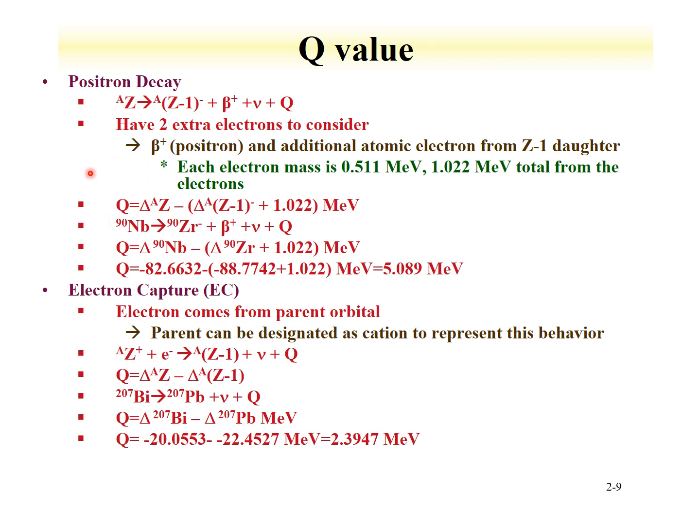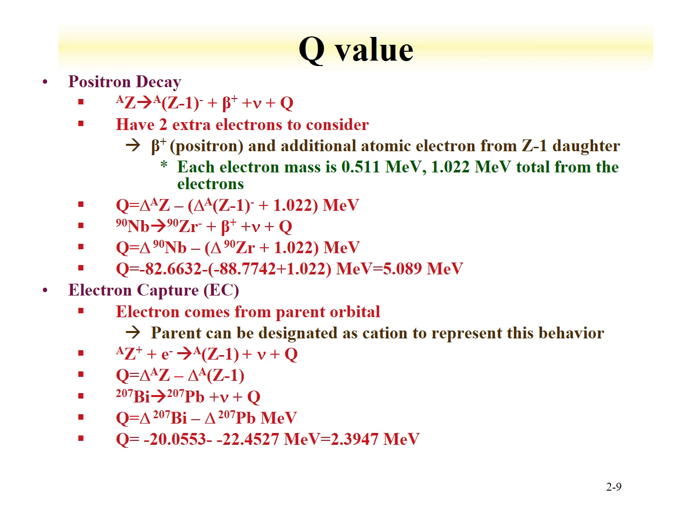So we look at a Q value. It's equal to the mass of the parent minus the mass of the daughter, plus this 1.022 MeV, which accounts for the 2 extra electrons. So let's consider a decay where niobium-90 decays to zirconium-90. A positron is emitted. So we look up the mass excesses for niobium-90, zirconium-90. We know that the mass of the electrons are listed here. We get a value of 5.089 MeV.